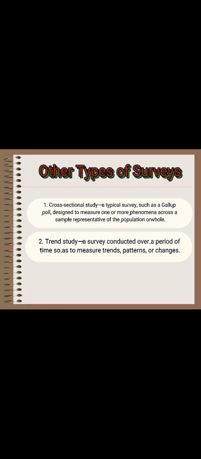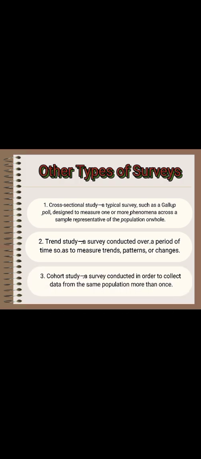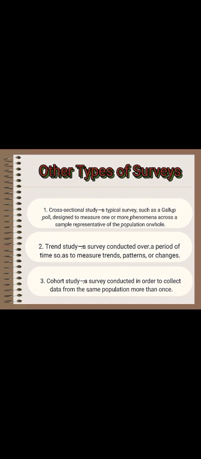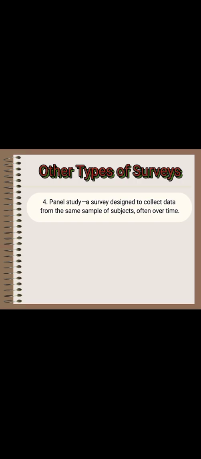Other types of surveys. 1. Cross-sectional study. A typical survey, such as a Gallup poll, designed to measure one or more phenomena across a sample representative of the population as a whole. 2. Trend study. A survey conducted over a period of time so as to measure trends, patterns, or changes. 3. Cohort study. A survey conducted in order to collect data from the same population more than once. 4. Panel study. A survey designed to collect data from the same sample of subjects, often over time.